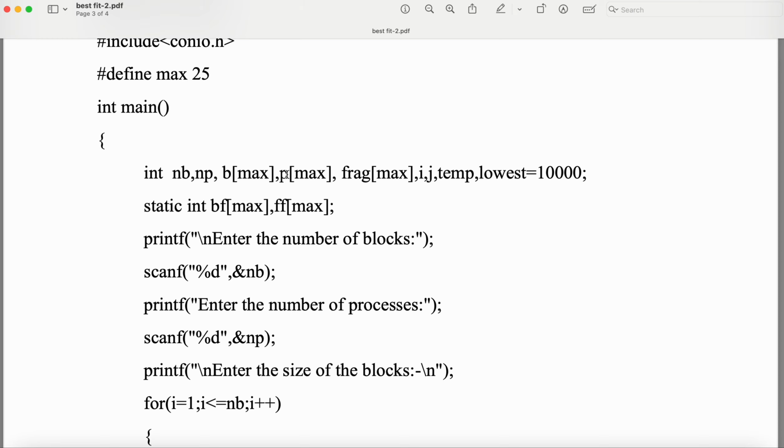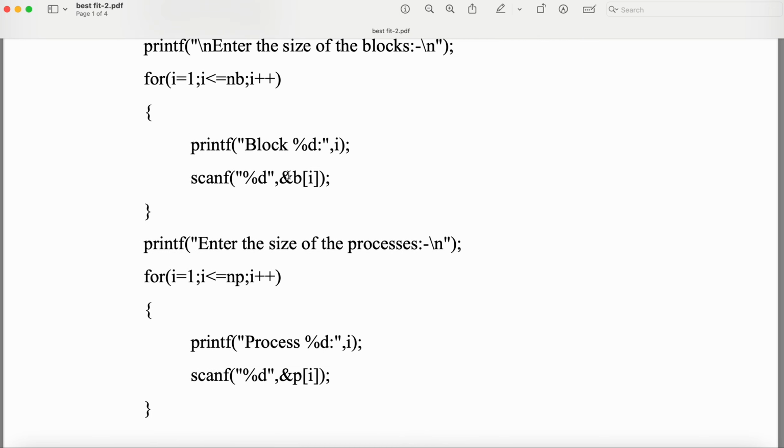So this p specifies the size of the process. If you see here, printf "enter the size of the processes".